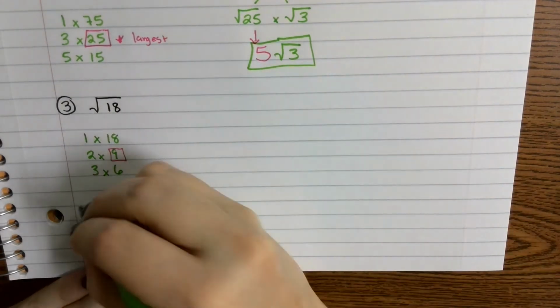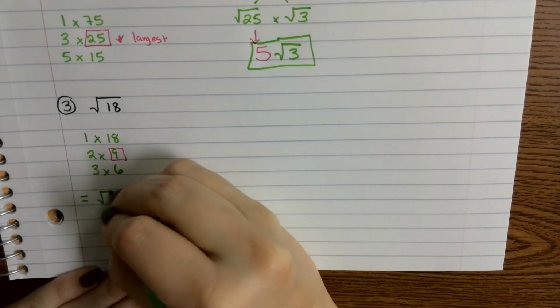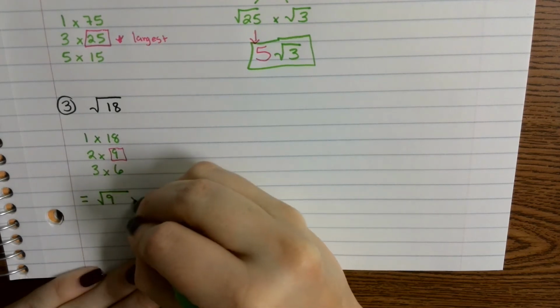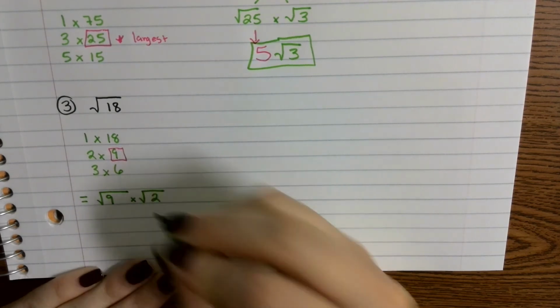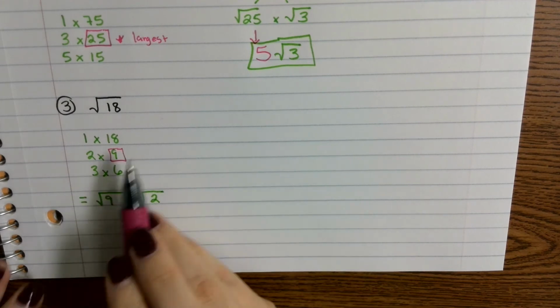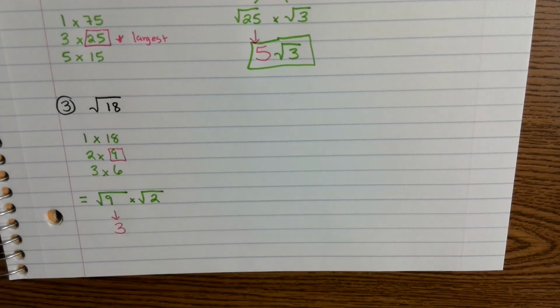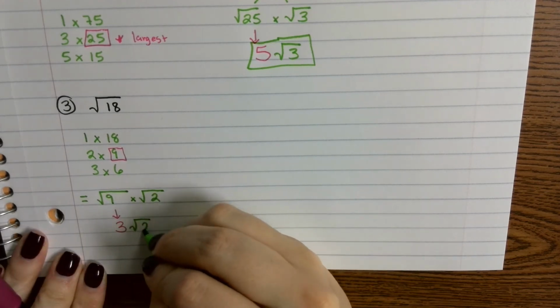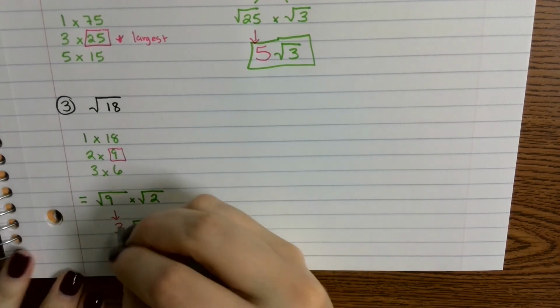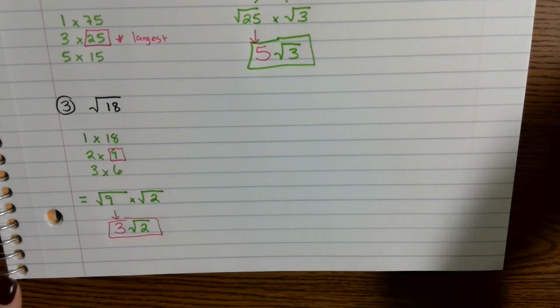So when we break this apart, we're going to break it apart as the square root of 9 times the square root of 2, because those are my two factors, 9 and 2. And the square root of 9 happens to be simplified to a 3, so we get 3 square root of 2. That's our final answer. Try another one.